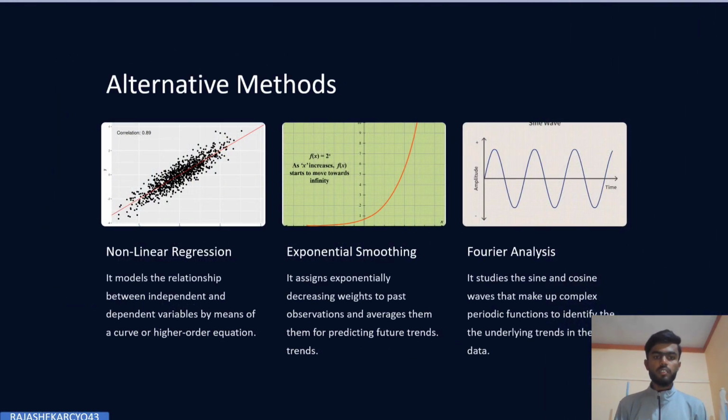The alternative methods. Nonlinear regression: it models the relationship between independent and dependent variables by means of a curve or higher order equation. Exponential smoothing: it assigns exponentially decreasing weights to past observations and averages them for predicting future trends. Fourier analysis: it studies the sine and cosine waves that make up complex periodic functions to identify the underlying trends in data analysis.